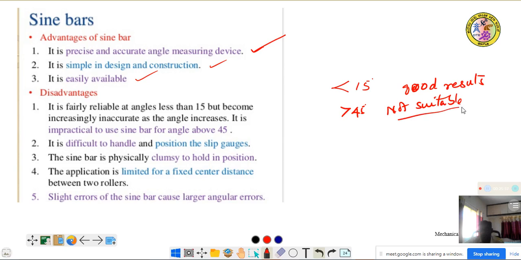Errors are larger when the angle is more than 45 degrees. It is difficult to handle and position the slip gauges.